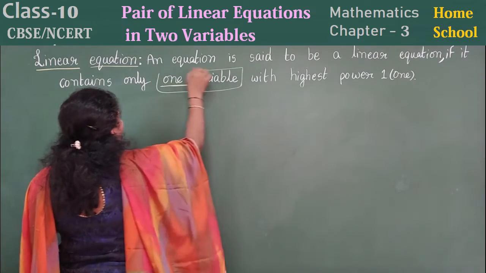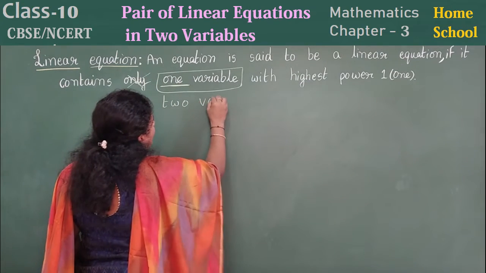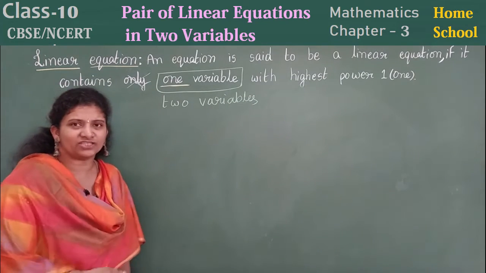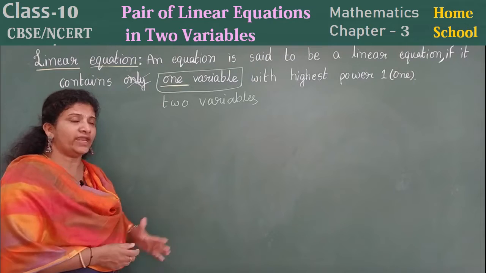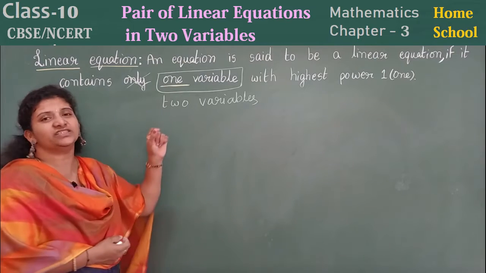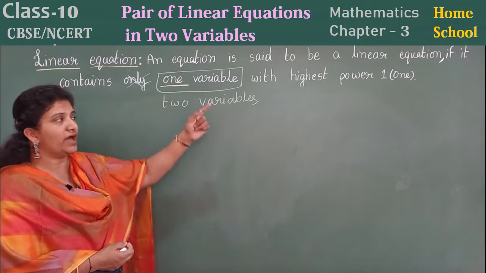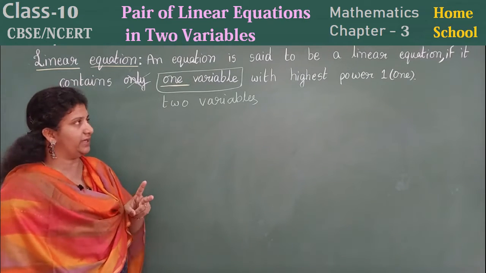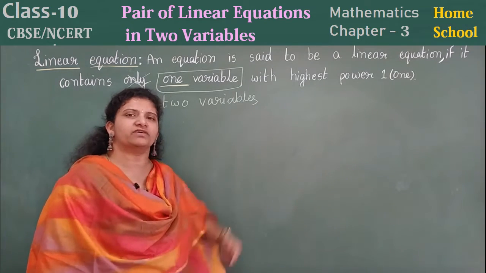Look here, children. If it contains two variables with highest power 1, that's all. Linear equation in one variable, that is the statement. Linear equation in two variables, include this line, that is your statement. So shall we read once? An equation is said to be a linear equation if it contains only one variable. So let us add there also: to be a linear equation in two variables, it contains two variables with their highest powers 1.